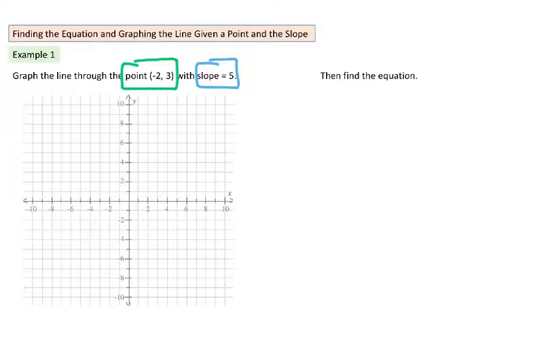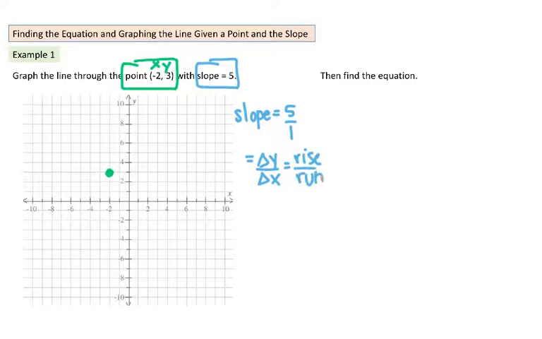So always start off, if you're given a point, start off with that point. So the point x equals -2 and y equals 3 is this point right here. Now from there, we'll use the information that the slope equals 5. Now remember, this is the one time in math where we actually prefer a fraction. So 5 is the same as 5/1. And remember, slope is the change in the y value over the change in the x value. That's the rise over the run.